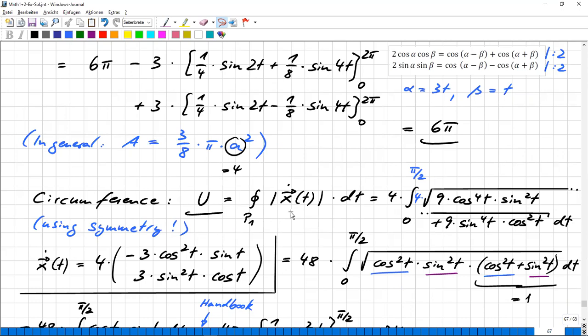The whole operation here is a scalar way of calculating and proceeding. So what is it? But then also, please don't forget to take the derivative first of all, and then construct the absolute value. So step by step, what is x vector dot of t?